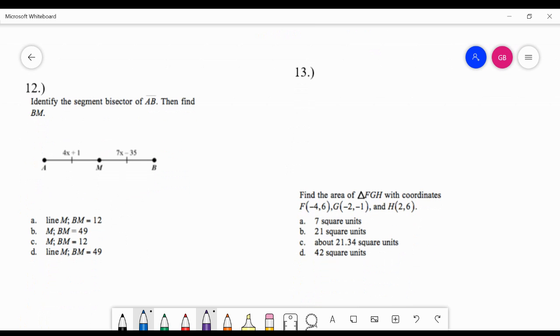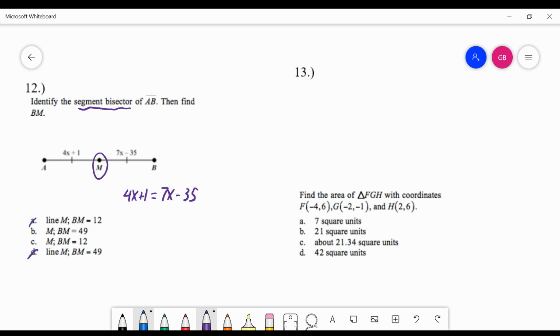Okay. Number 12, identifying the segment bisector of AB, and then find BM. So the segment bisector is what splits the segment in half. So that's going to be point M. So it's not A, it's not D, it's point M. And then if it's a segment bisector, then we could set them equal to each other to find the value of x. So x plus 1 is equal to 7x minus 35.